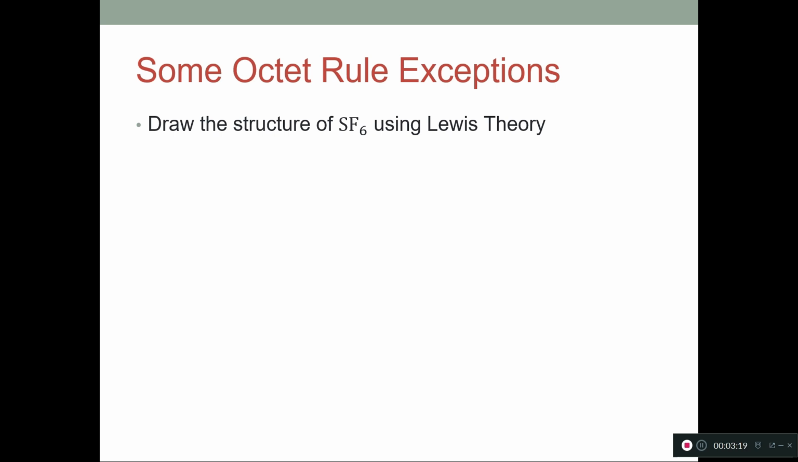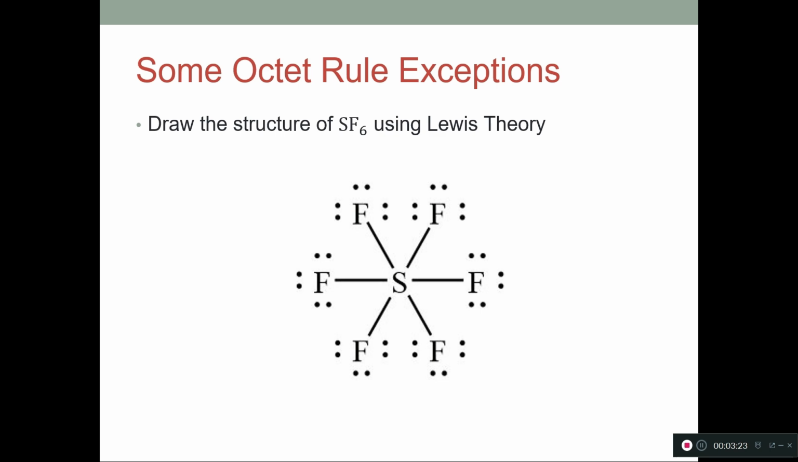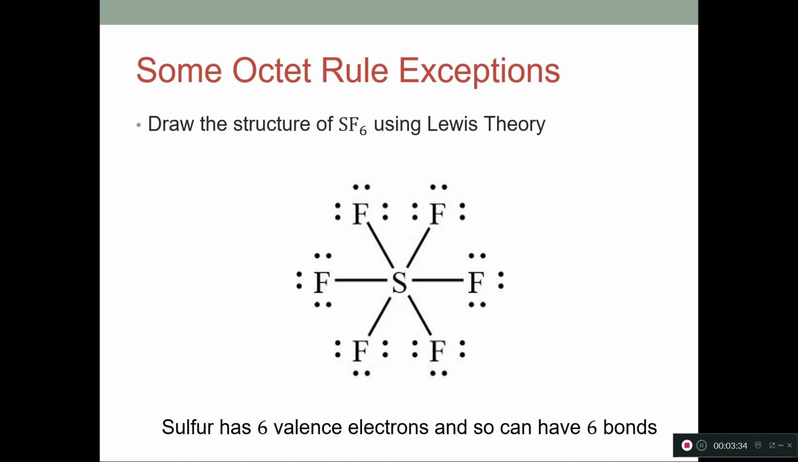If we draw the structure of sulfur hexafluoride using Lewis theory, we would end up with this. So we have sulfur as the central atom, 6 fluorines around it, each of them with their full octet, and we see sulfur has 6 bonds to it. So sulfur has 6 valence electrons, so it can have up to 6 bonds. So remember, the number of bonds plus the number of lone pair electrons will be equal to the number of valence electrons it has as a neutral atom.